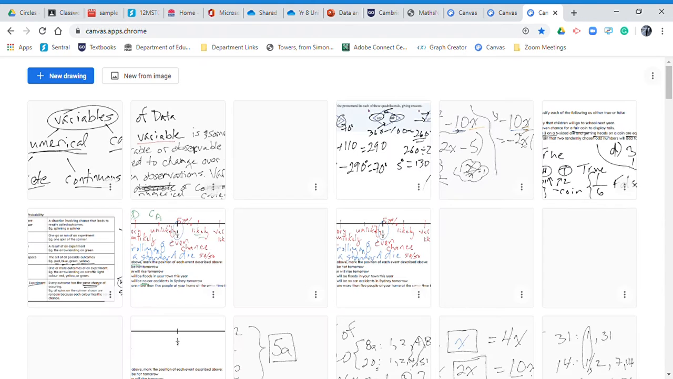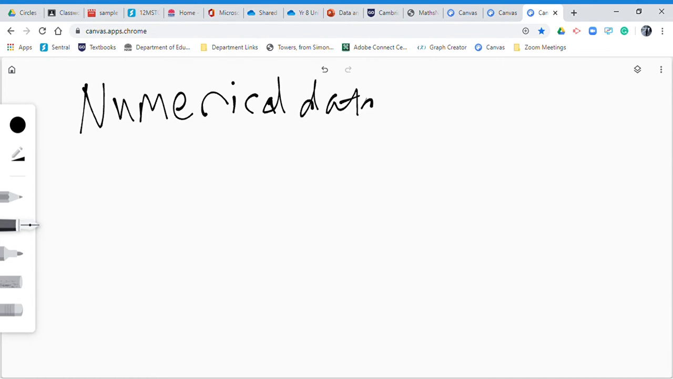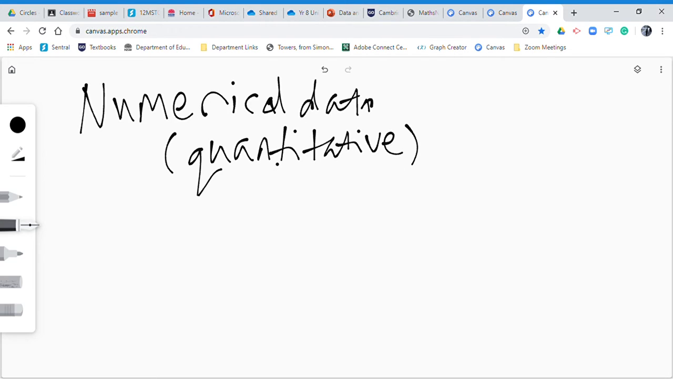So if we were to think about numerical data, numerical data is also thought of as quantitative. I know in science we use the term quantitative and qualitative. In math we use numerical and categorical. So there's numerical data, and there's two types. And the first type would be discrete.